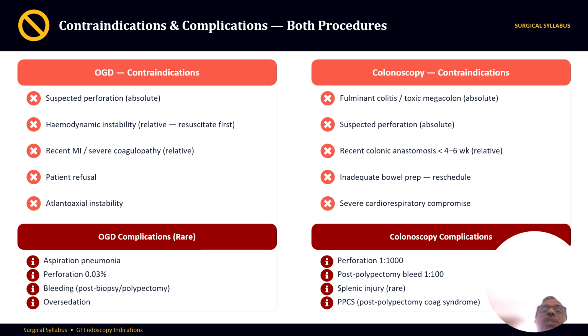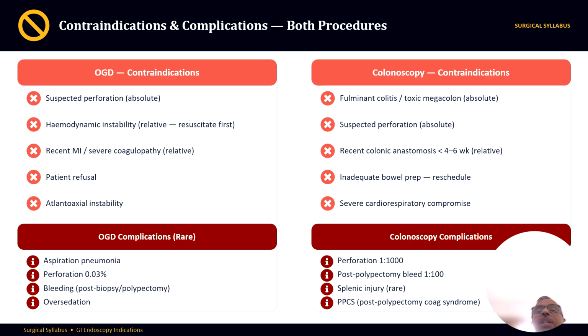What are the contraindications and complications of both the procedures? OGDS contraindications are any suspected perforation, which is an absolute contraindication. If the patient is hemodynamically unstable, you have to resuscitate the patient before subjecting them to OGDS. Recent myocardial infarction, severe coagulopathy, patient not cooperative or patient refusal. All these are important contraindications of OGDS. Complications we have already seen: perforation and bleeding, very rare, and aspiration pneumonitis, again very rare.